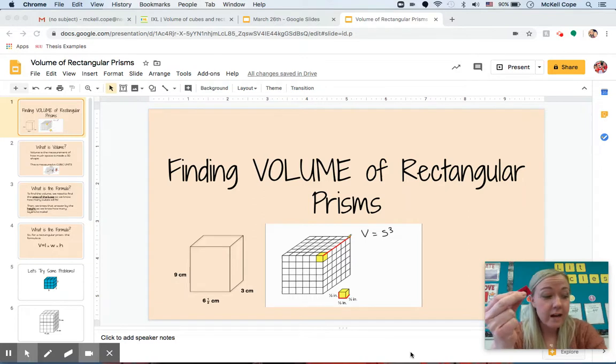If we stack cubes inside of a three-dimensional figure, it will take up all of the space inside. So when we are measuring volume, we are always going to use cubic units because we're going to be using cubes to take up space inside.